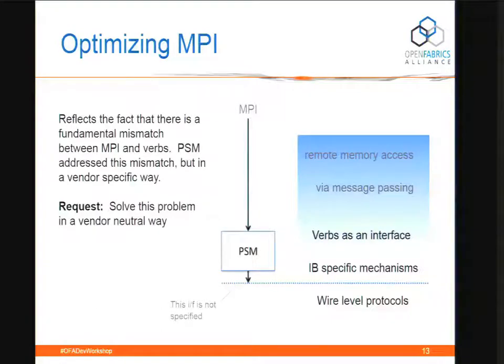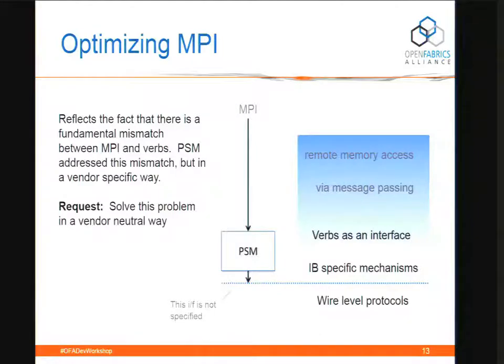The solution to that turned out to be the introduction of a thing called PSM, which is an acronym that I don't actually even know what it stands for. But it reflects the fact that there is this fundamental mismatch between MPI and verbs. PSM addressed this mismatch, but it did it in a very vendor-specific way, which is not a bad thing, but maybe not exactly what we want. What we as Open Fabrics would really like is an interface that supports MPI that is vendor neutral and transport neutral in the most general way that we can. So we may want to take another swing at how we best support MPI applications, hence the request.